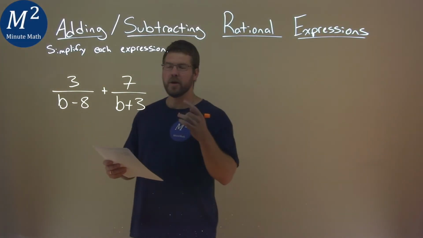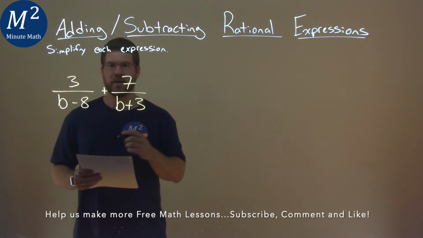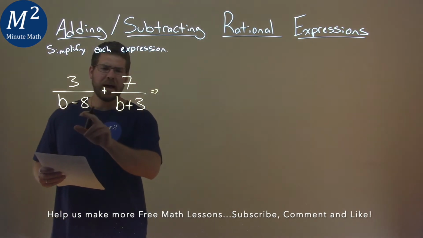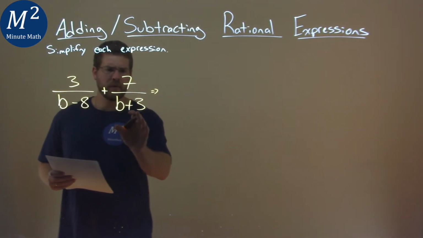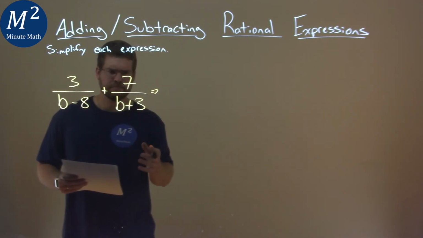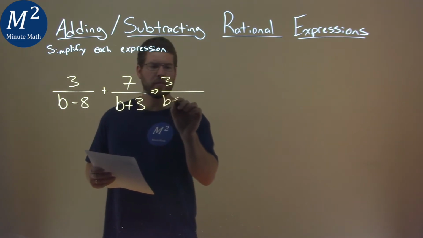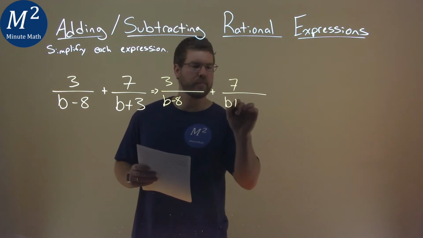We're given this problem right here, 3 over b minus 8 plus 7 over b plus 3, and we've got to simplify this expression. Well, we need to have the same base here, okay? Because if we have the same base or denominator, we can add these expressions or fractions, but we don't have that. So I'm going to rewrite this 3 over b minus 8 here, plus 7 over b plus 3.